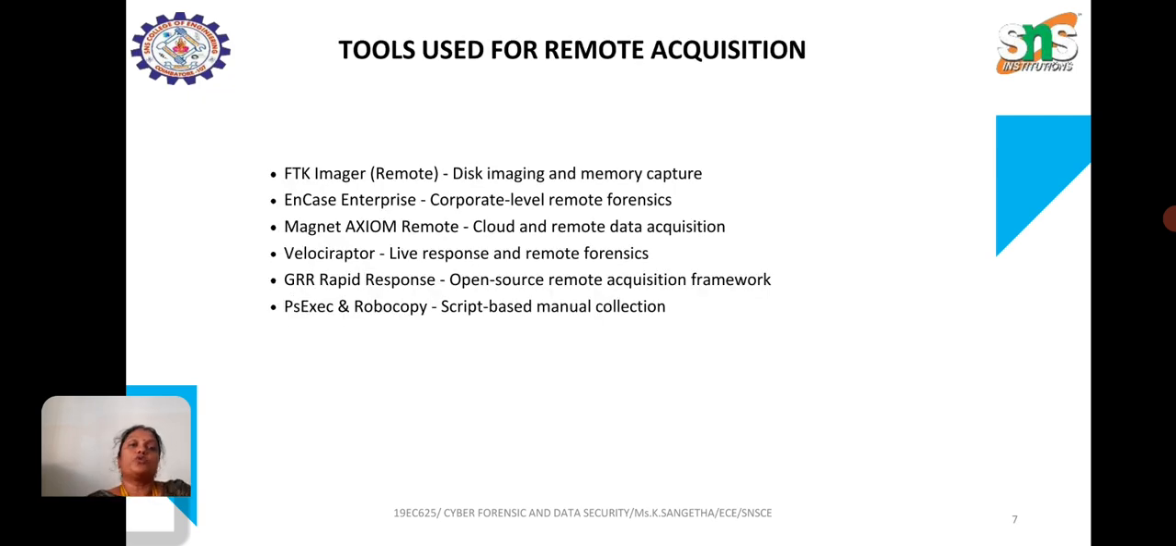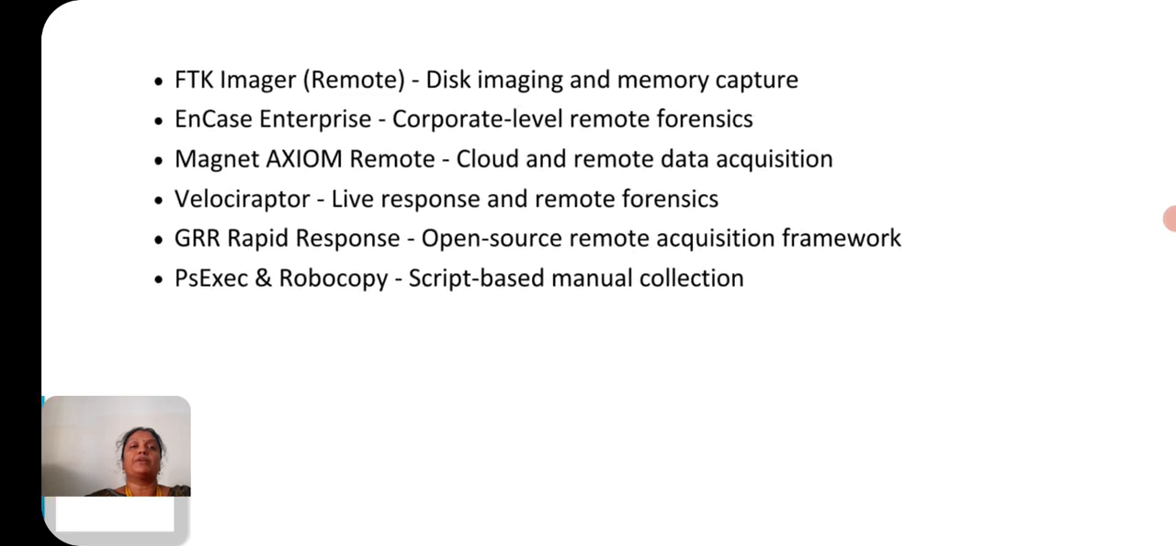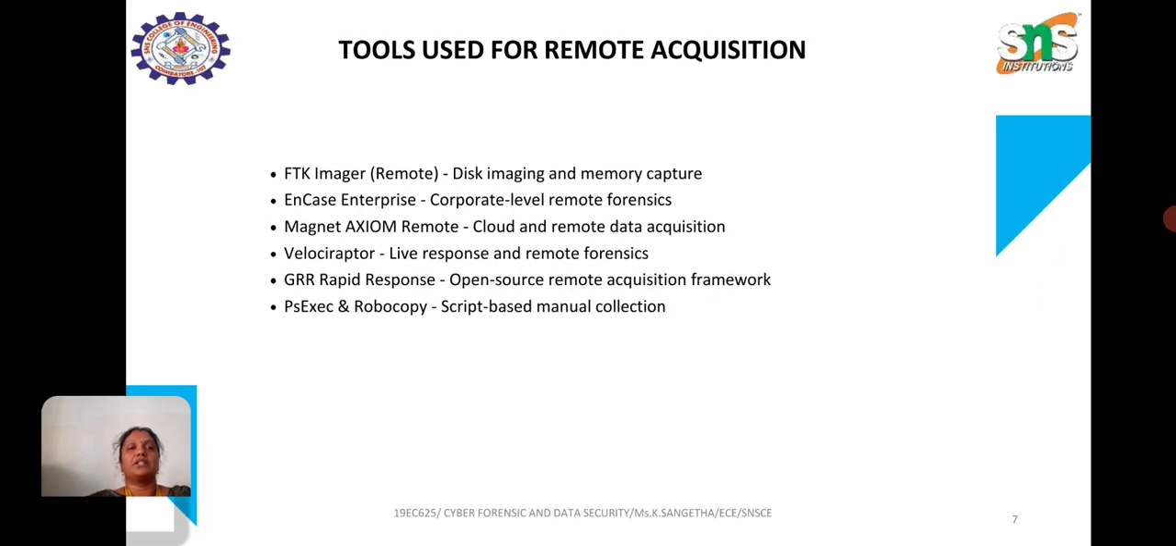The tools used for remote acquisition are FTK Imager, which is mainly for remote accessing, disk imaging and memory capture; EnCase Enterprise; Magnet AXIOM; and Remote GRR Rapid Response, which is an open source remote acquisition framework; and Robocopy, which is a script-based manual collection. These are the tools used for remote acquisition.